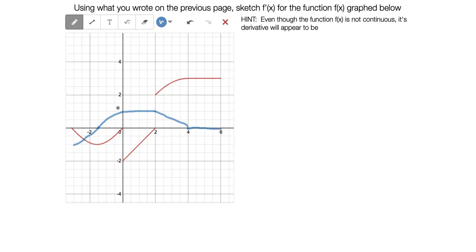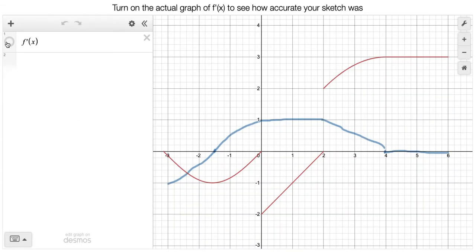And so this blue line is my best guess at what the derivative of f of x, what f prime of x would look like. I actually do have it stored here. This is what it actually looks like. See that blue line that popped up.